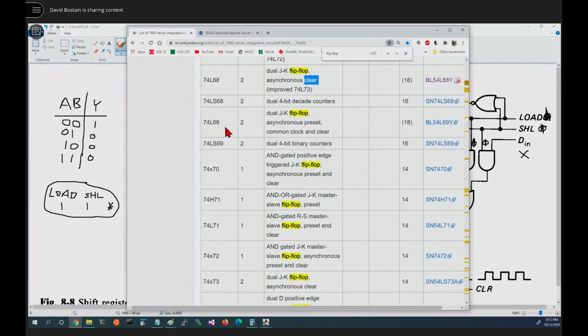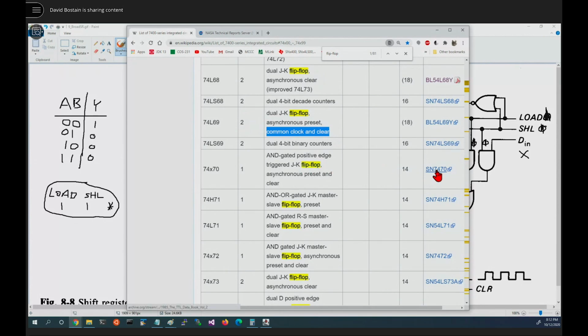Here's an 89 or 69. This has an asynchronous preset. Plus, see, there's two of them in there. They share a clock and a clear. So each one has its own preset, but they share a clock and a clear. That could be useful in a design as well.